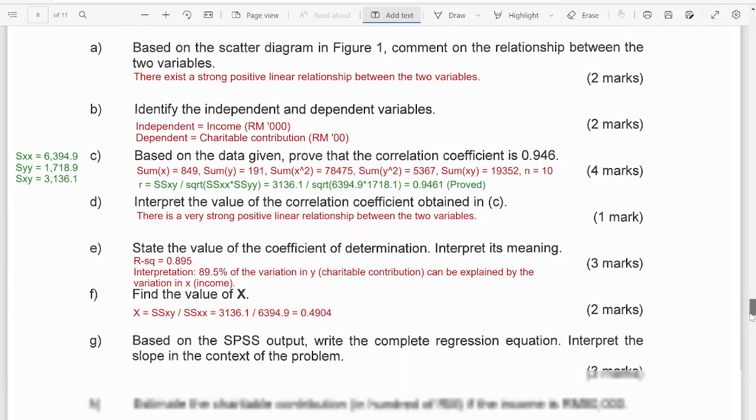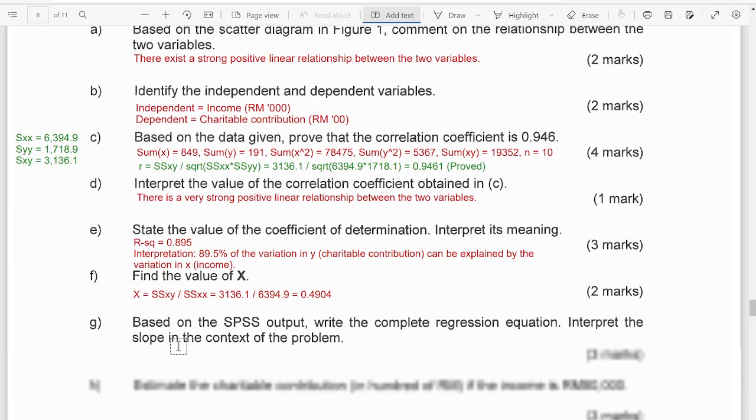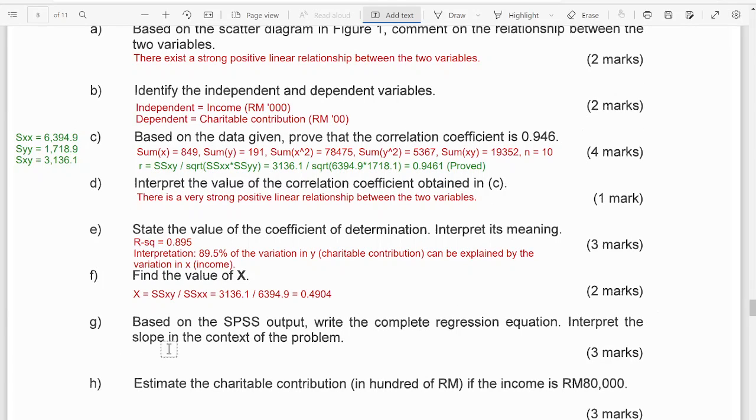Next, we're going to look at the next question. The next question says that based on the SPSS output, write the complete regression equation. Interpret the slope in the context of the problem. So dia katakan in the context of the problem, you must use the variable given in the problems, right? So let's just write the equation first. The equation is given by this formula.